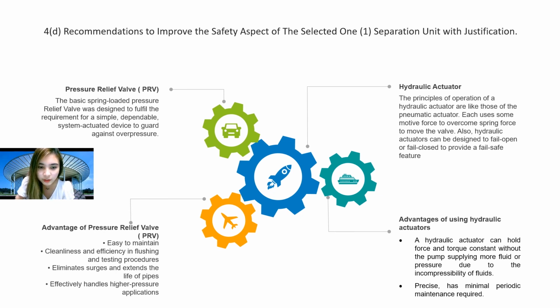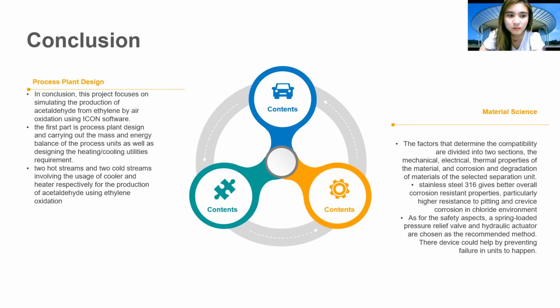To conclude, this project focuses on simulating the production of acetaldehyde from ethylene by air oxidation using ICON software. We carried out the mass and energy balance using ICON software for the process units, as well as designing the heating and cooling utilities requirement. The method proposed is 2 hot streams and 2 cold streams involving the usage of a cooler and heater.